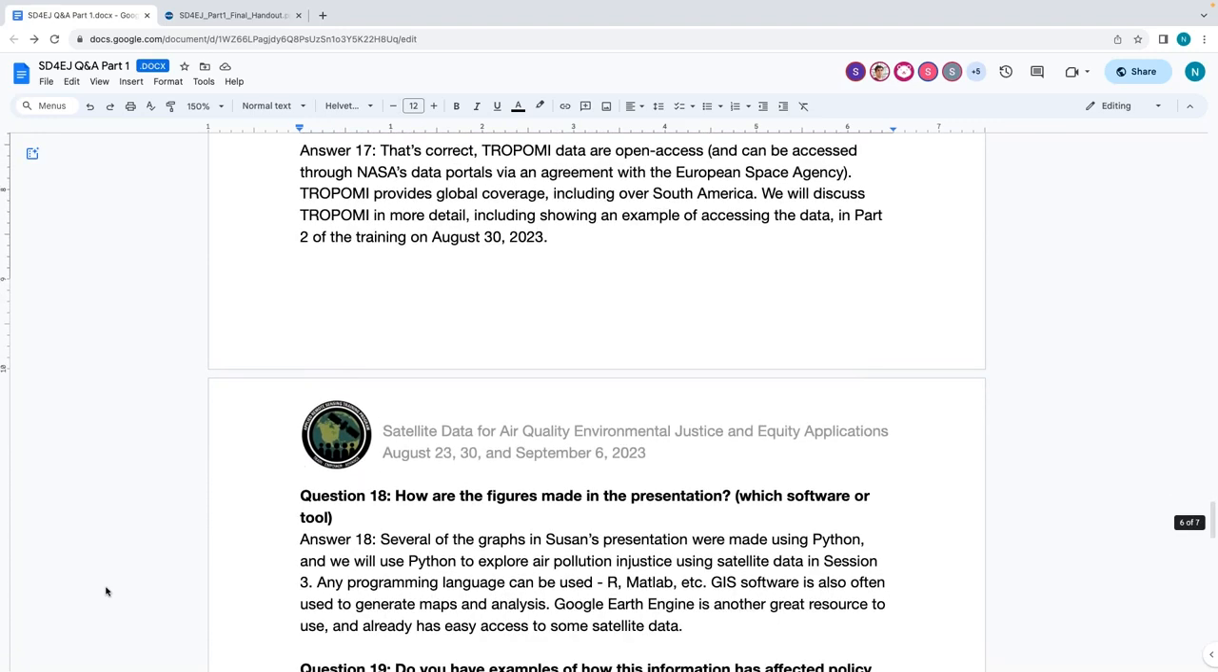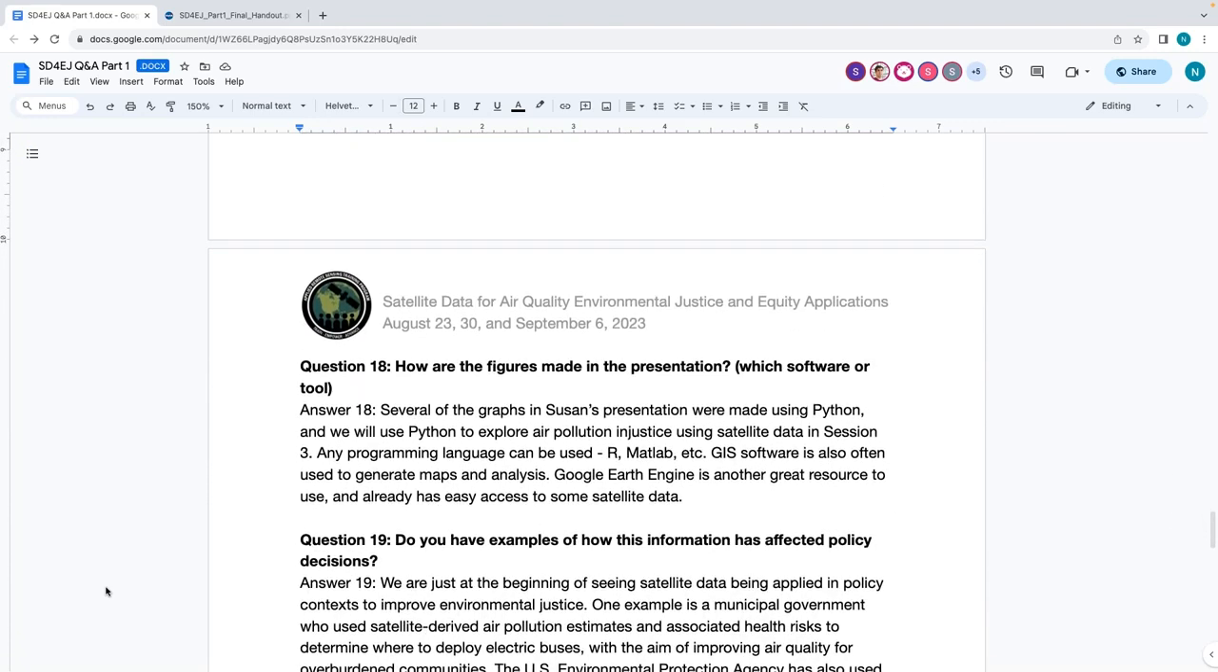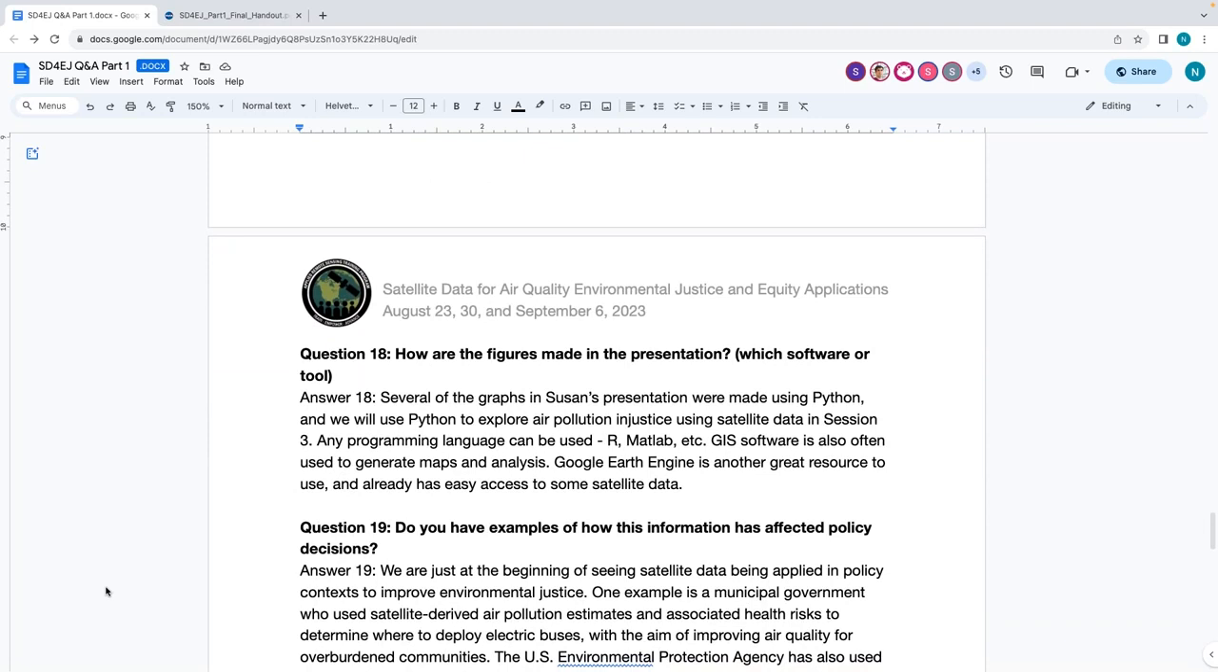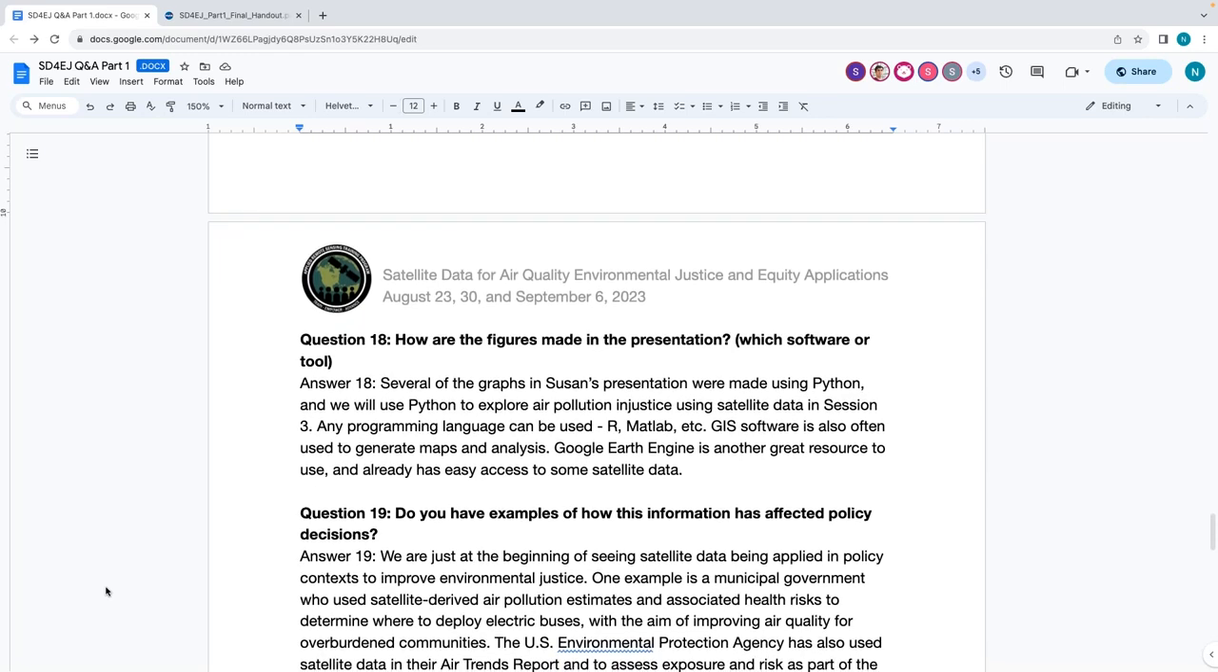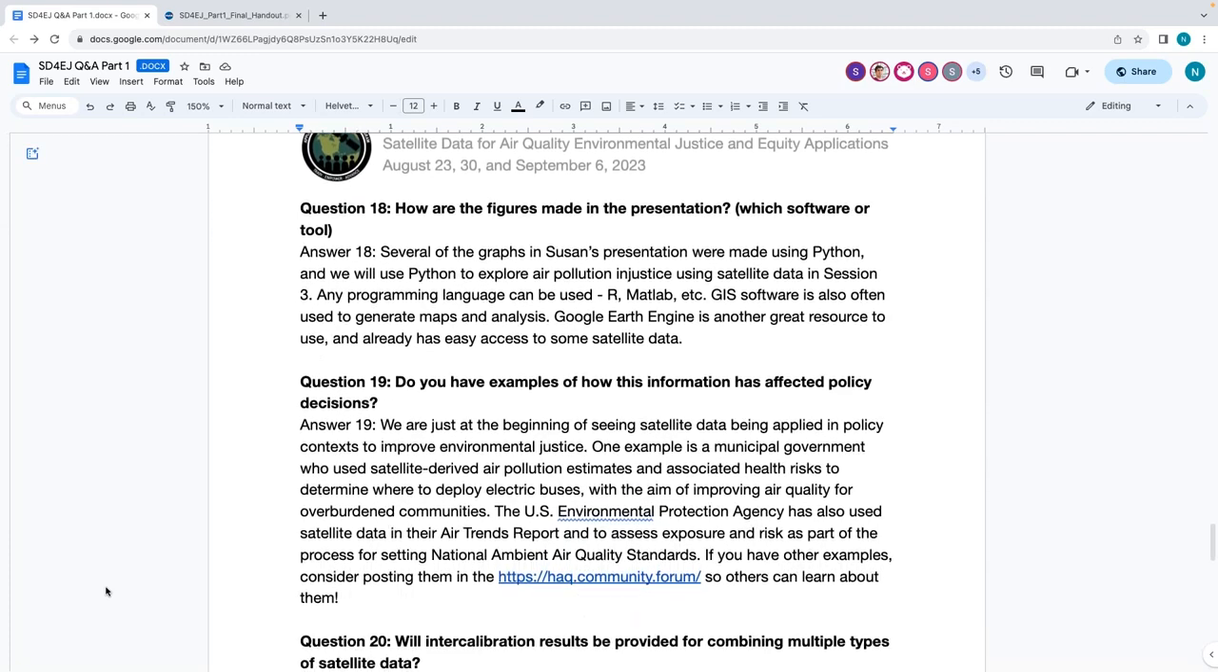Question 18, how are the figures in the presentation made? It looks like several of the graphs in Susan's were made using Python, but you can also use other programming languages such as R or MATLAB or GIS software or Google Earth Engine. We'll be showing an example using Python in part 3 of this training series. Question 19. Do you have examples of how this information has affected policy decisions?